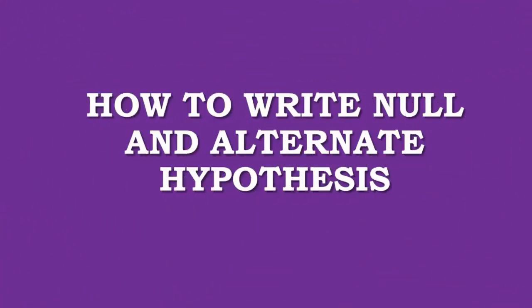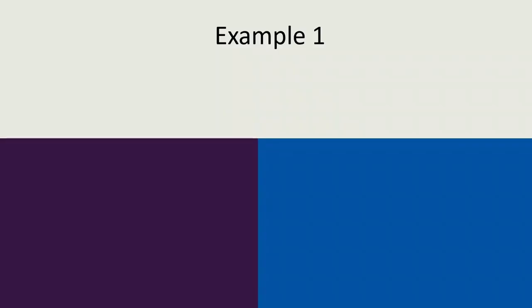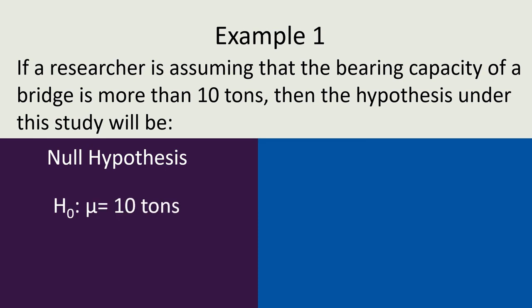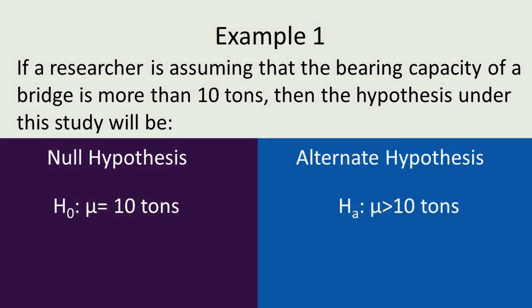Let's now see how to write null and alternative hypothesis. Example 1. If a researcher is assuming that the bearing capacity of a bridge is more than 10 tons, the hypothesis under the study will be: null hypothesis can be written as this. Alternate hypothesis can be written as this.